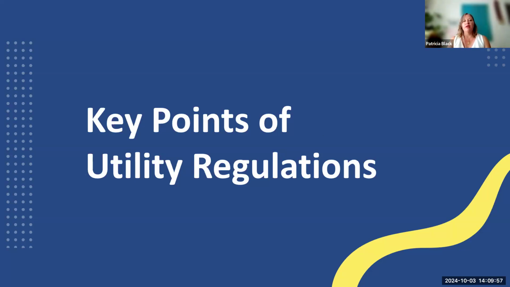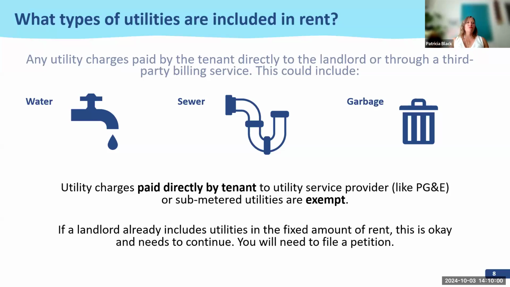Key points of the regulations. So the question comes up, what utilities are included in rent? Those are the utility charges paid by the tenant directly to the landlord or through a third-party billing service like RUBS. This could include water, sewer, garbage, and in some cases, electricity and gas. We do have a few properties where they are not submetered yet through PG&E, so it's rare, but it can happen. And our workbooks do account for those rare instances.